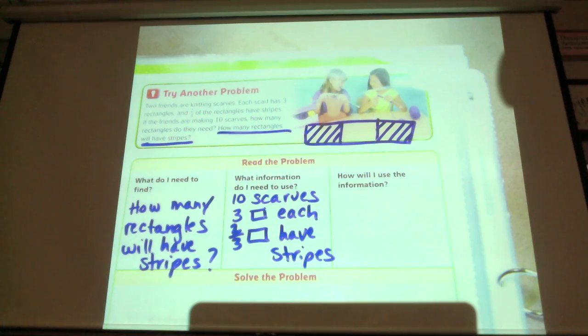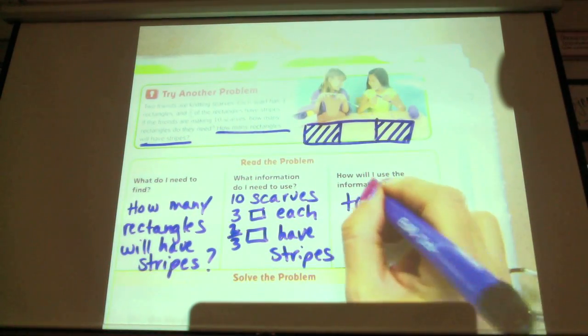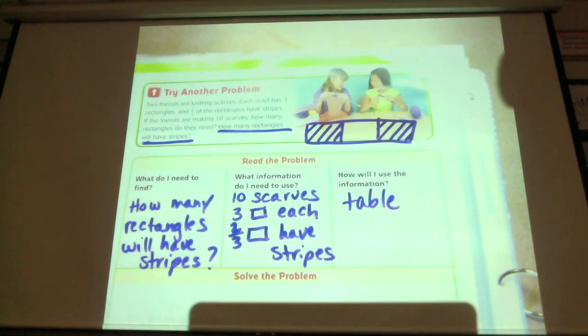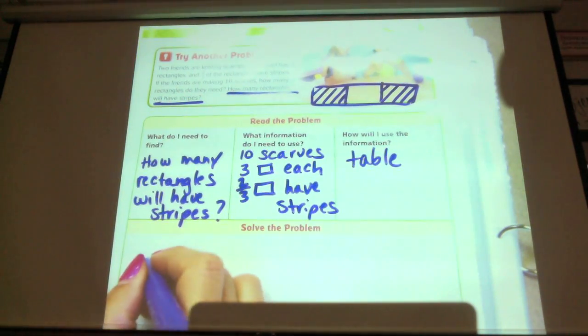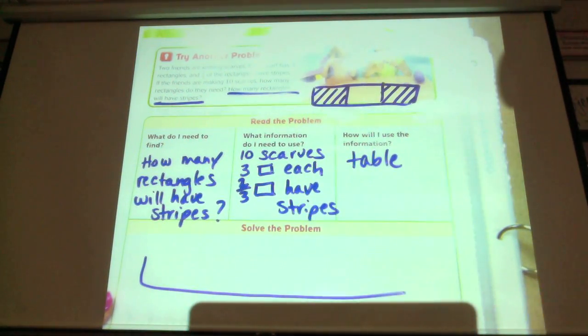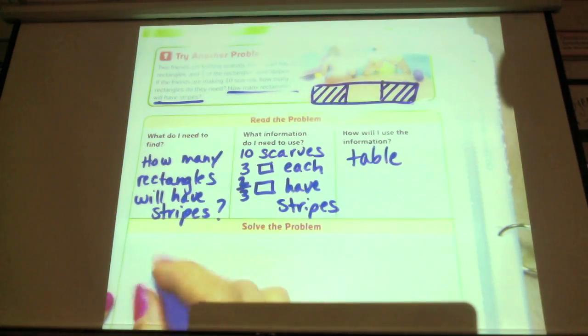Okay. And then the last thing is, how will I use this information to solve my problem? Any ideas? How about a table? I'll show you what I mean. I'm going to solve the problem down here. Whoa, that's very ugly lines.